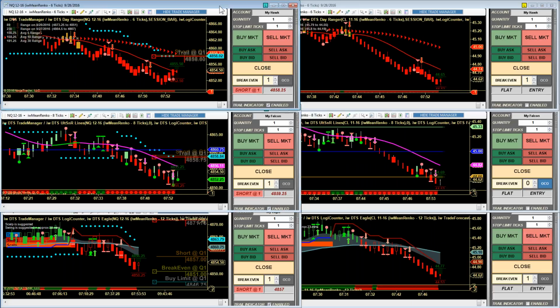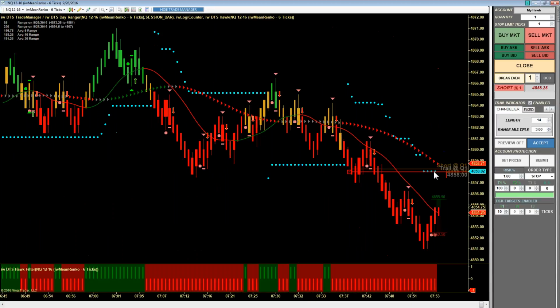And same thing with the Hawk, sitting more or less a break even trade. But you know what? Always consider your open profit, right? If you got a fair amount of open profit, then don't be shy about grabbing that.